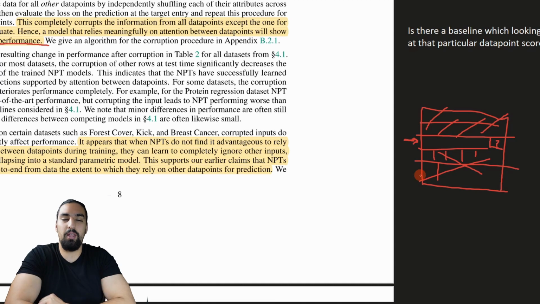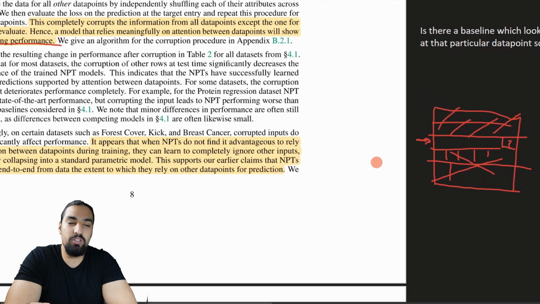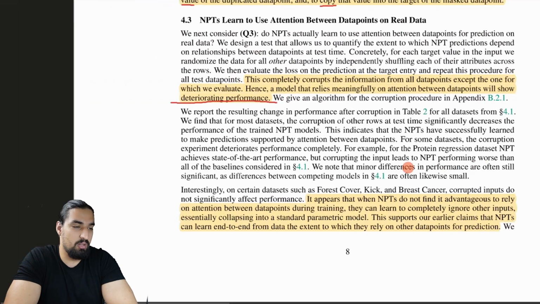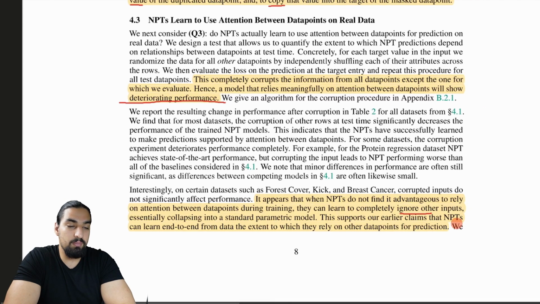Now it can't do that because we shuffle the attributes, and what they show is that performance deteriorates, which is a further proof that it learned the correct relational mechanism. It appears that when MPTs do not find it advantageous to rely on attention between data points during training, they can learn to completely ignore the other inputs, essentially collapsing into a standard parametric model.